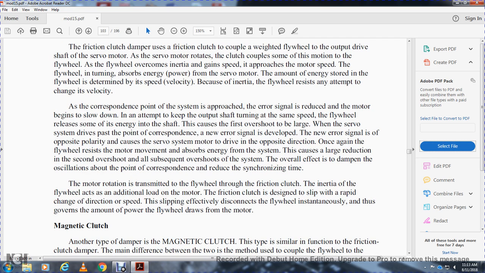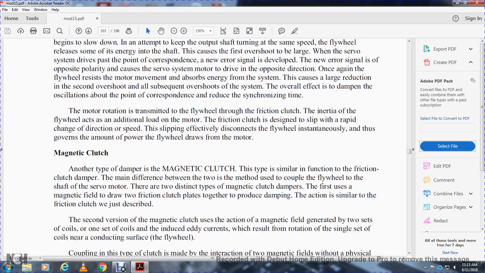The motor rotation is transmitted to the flywheel through the friction clutch, and the inertia of the flywheel is actively added to the load of the motor. The friction clutch is designed to slip with a rapid change in direction and speed. The slipping effectively disconnects the flywheel instantaneously and thus limits the amount of power the flywheel draws from the motor.